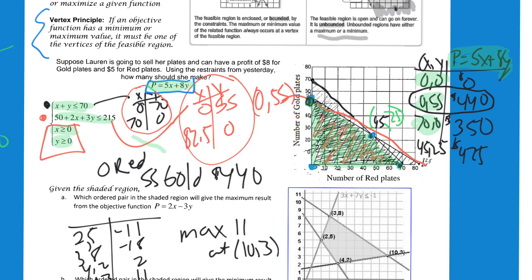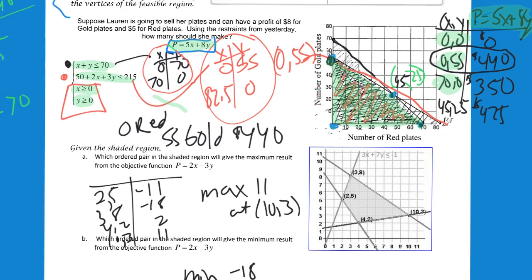Did you define your variables to say x is the number of red plates and y is the number of golden plates? Did you show me the intercepts? Did you graph them? Did you precisely find the points of intersection? And then did you make a table to show what are the vertices of the darkly shaded region and what would be their profit based upon each one? And so that's kind of what we're looking to do on this first question.